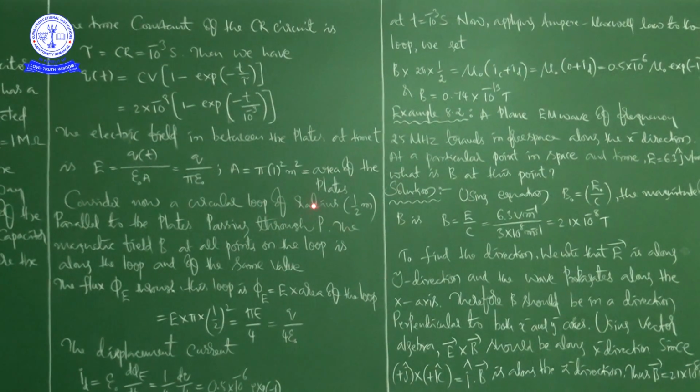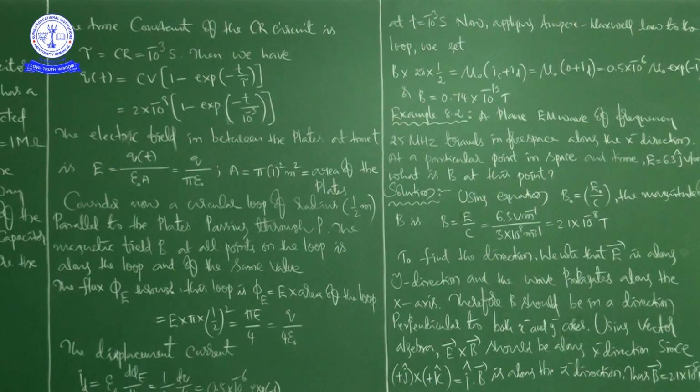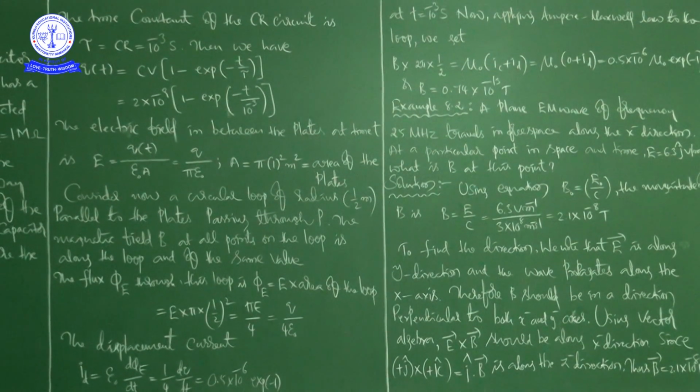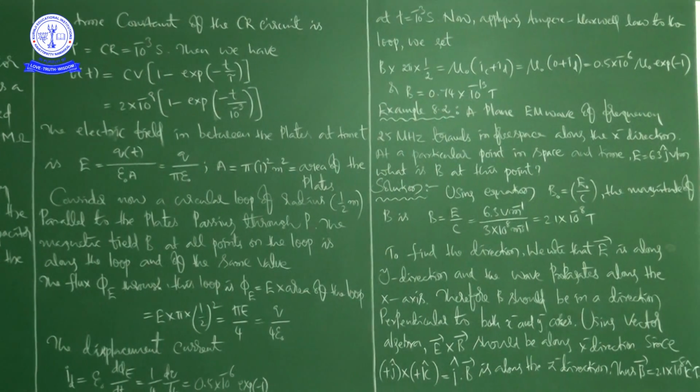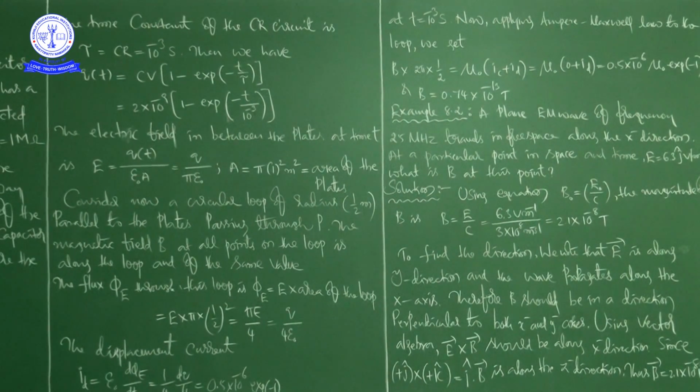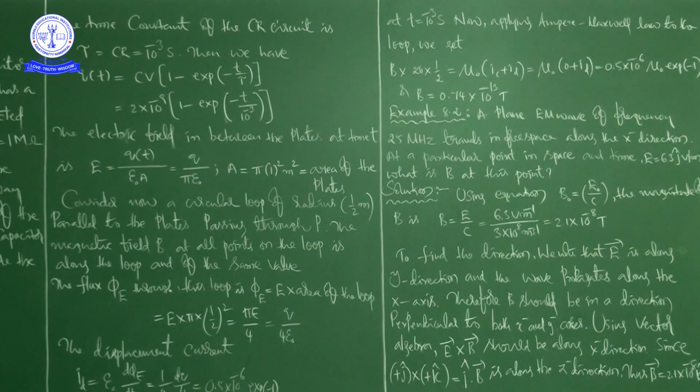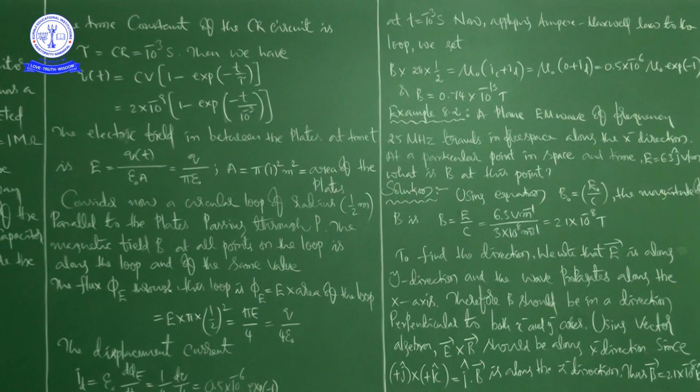Consider the circular loop of radius 1 by 2 meters parallel to the plates passing through P. The magnetic field B at all points on the loop is along the loop and of the same value. Now it is 1 by 4. So finally, what we are getting is pi E by 4, that is equal to small q by 4 epsilon naught.